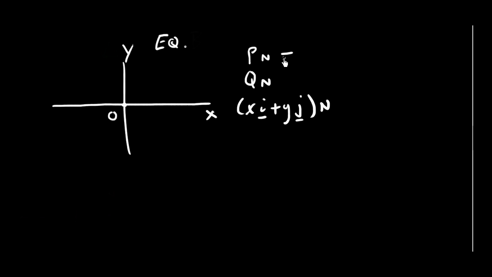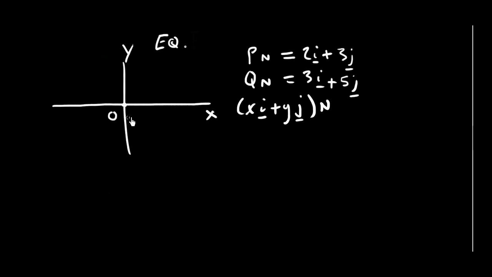So they tell us that P is 2i plus 3j, and they tell us that Q is 3i plus 5j. And that's it. So they give us P, they give us Q, and they ask us for this third force here, if that is to be in equilibrium.